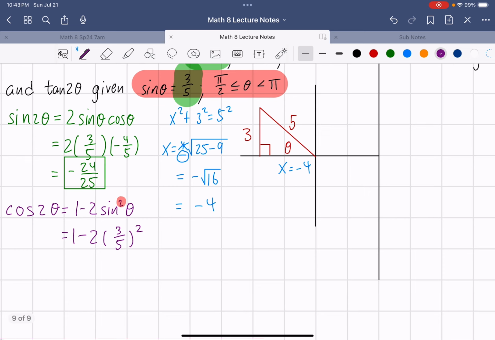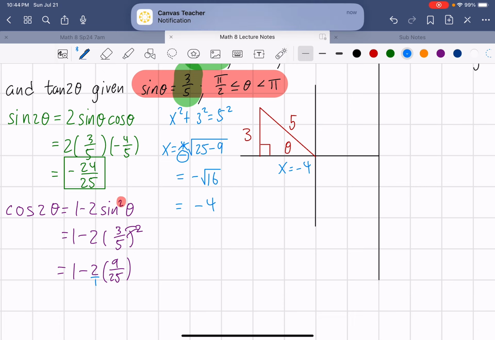And let's not forget, when you raise a fraction to a power, you can apply that power to both the numerator and denominator. That leaves me 1 minus 2 times 9/25. And this 2, don't forget, it's like saying 2/1. So that's going to give us 18/25.